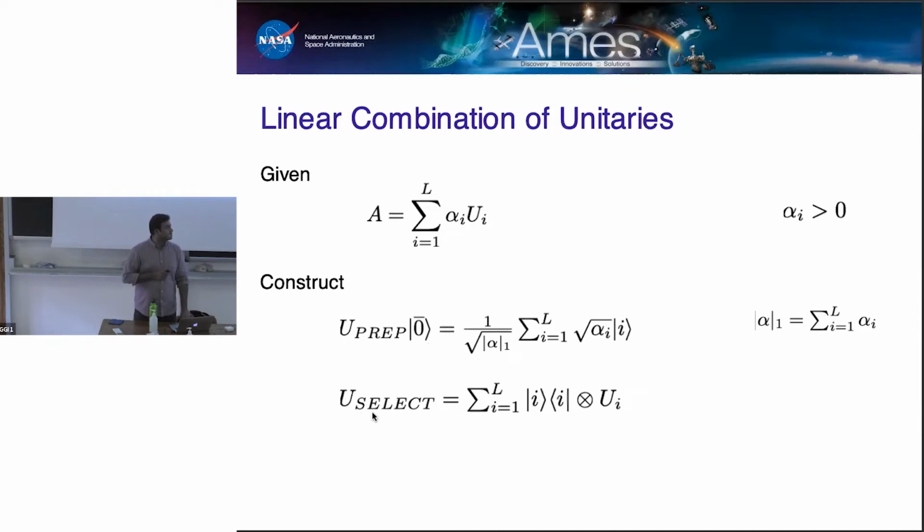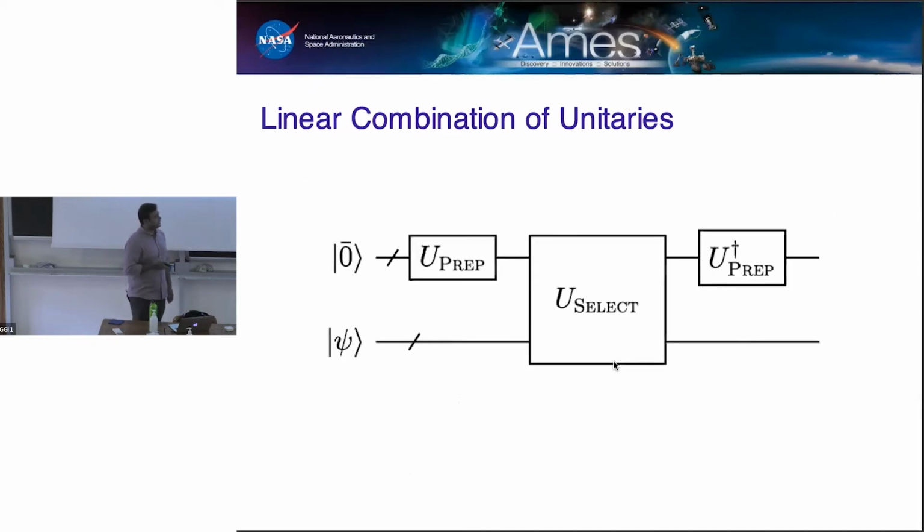And then the so-called select circuit, conditioned on these states being in some particular basis state i, applies the unitary U sub i onto the actual state of interest, okay? Together, we can use these to realize the linear combination of unitaries, and use that to realize the operation A on the state of interest. And so it looks something like this.